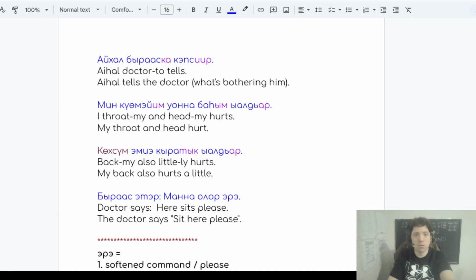You may remember bas means head, but when we add the suffix, the sa becomes a ha, a light H. Bacham. And that's very common. We saw it a little bit earlier in our grammar section that the S sound will become a ha, a light H. Bil kuebayim wana bacham aljar. My throat and head hurt. One more time. Min kuebayim wana bacham aljar.